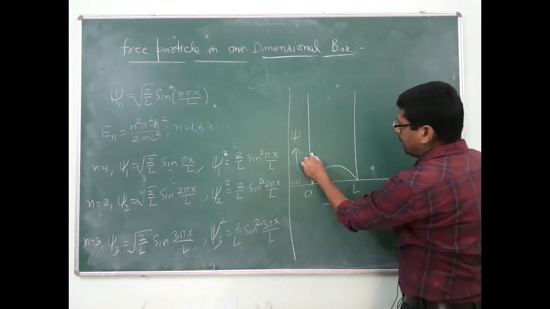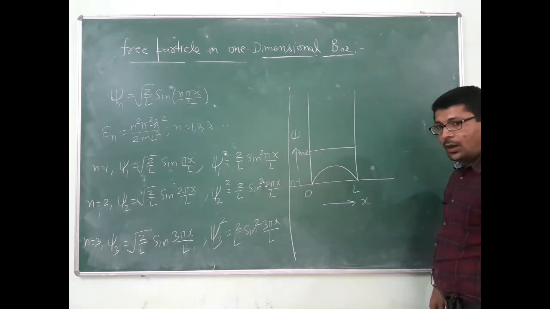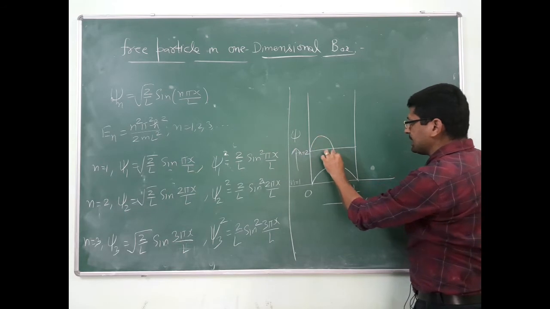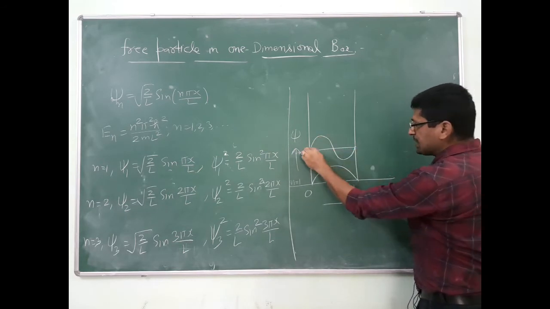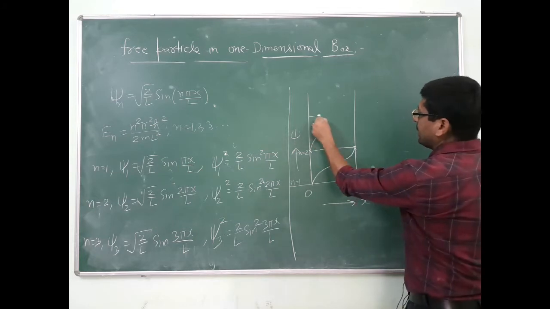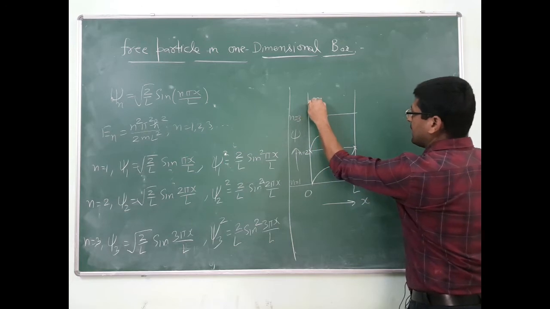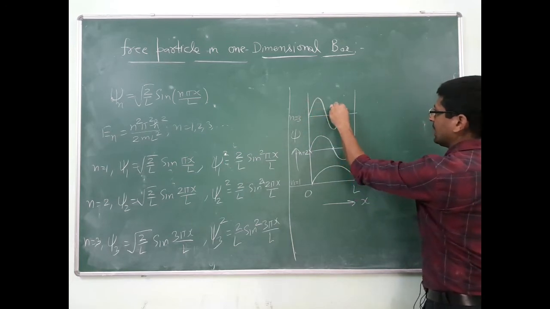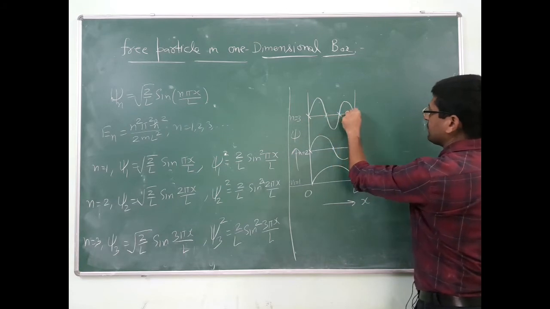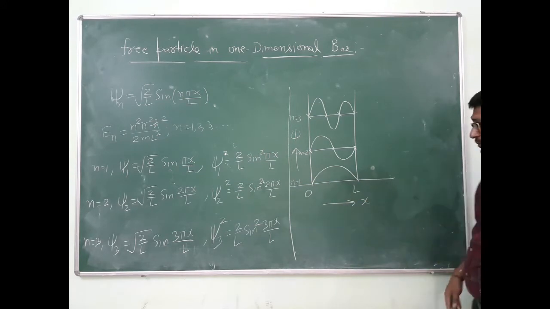For n equals 2, the wave function will look like this. It has 3 points where it becomes 0. Similarly for n equals 3, the wave function goes like this. It has 4 points where the wave function becomes 0, and this we already discussed.